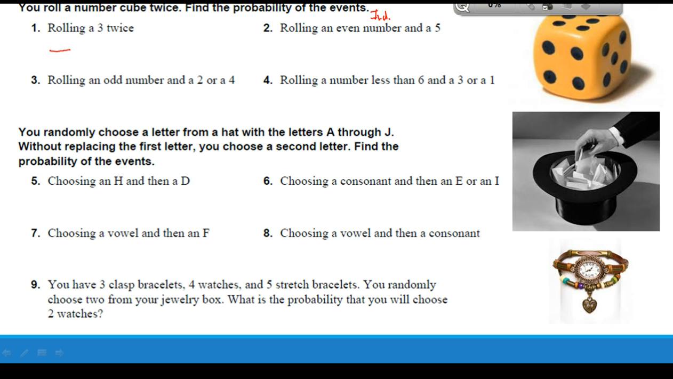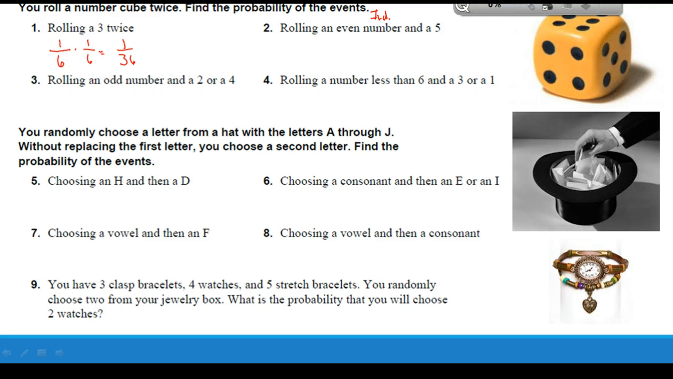Okay, so rolling a 3 twice. Well, when you roll a die, how many choices are there? Well, there's 6, 1 through 6, and there's only one 3, so it'd be 1 over 6. And then when I roll it the second time, nothing's changed. It's still 1 over 6, so 1/36.